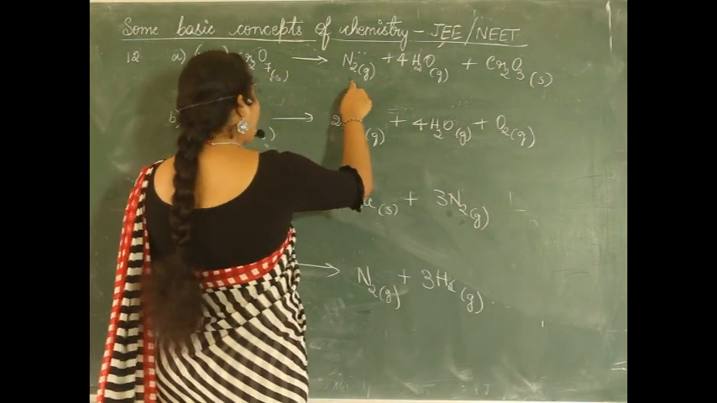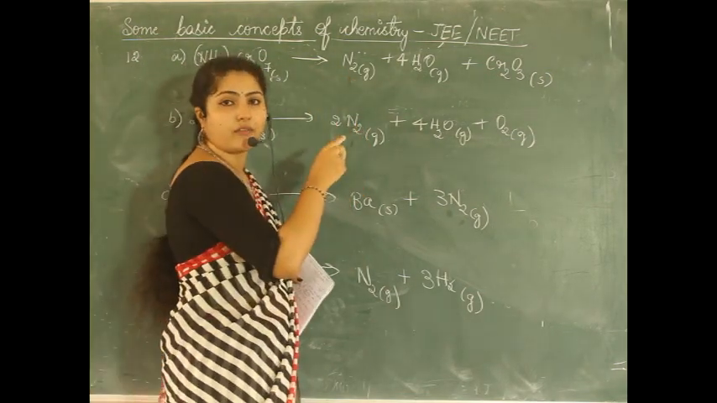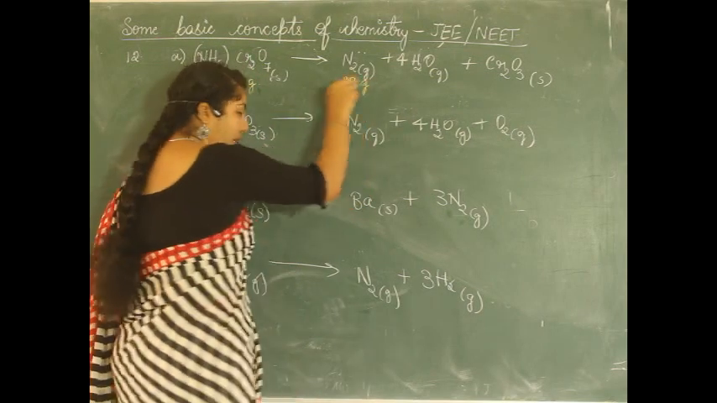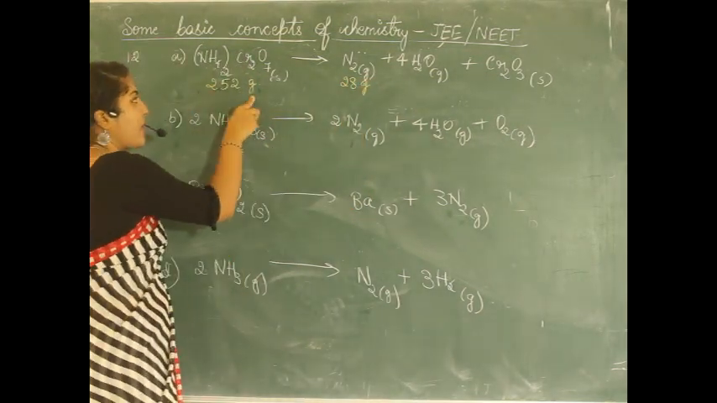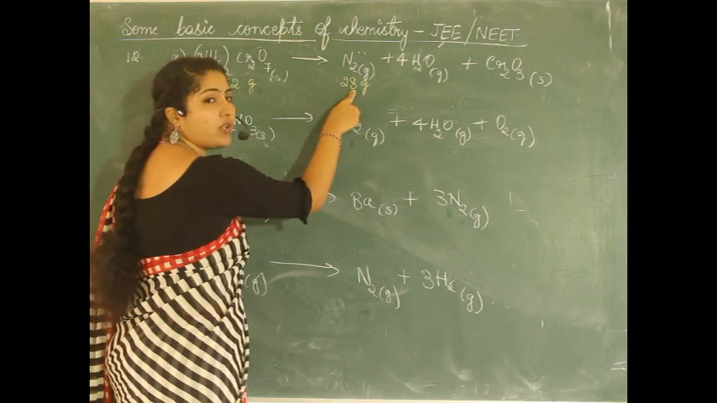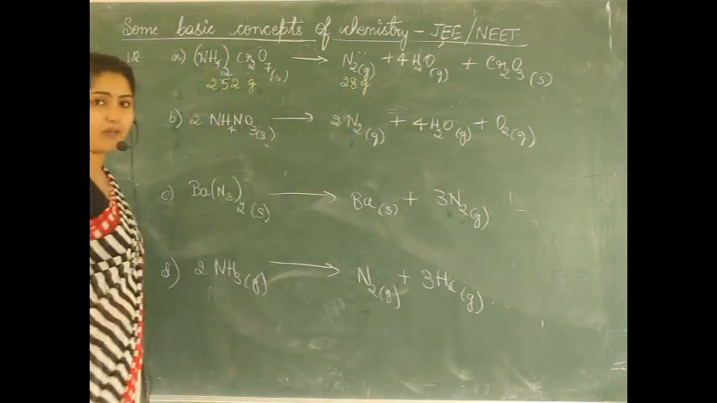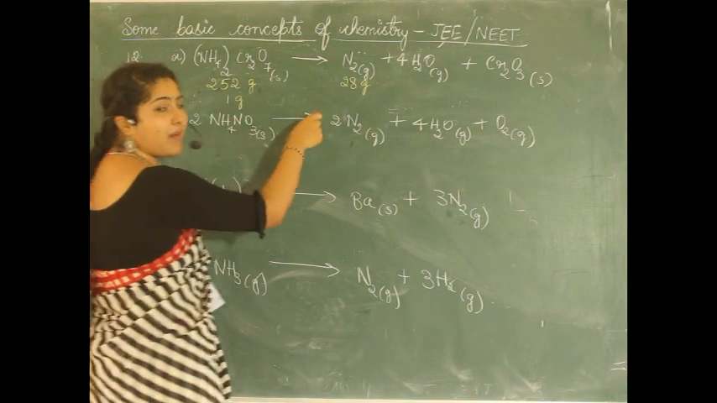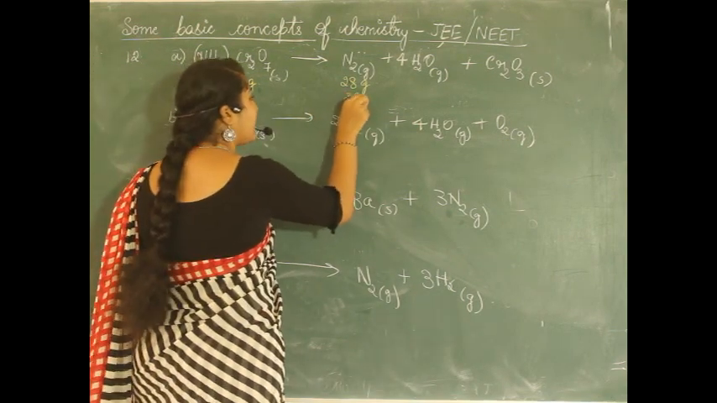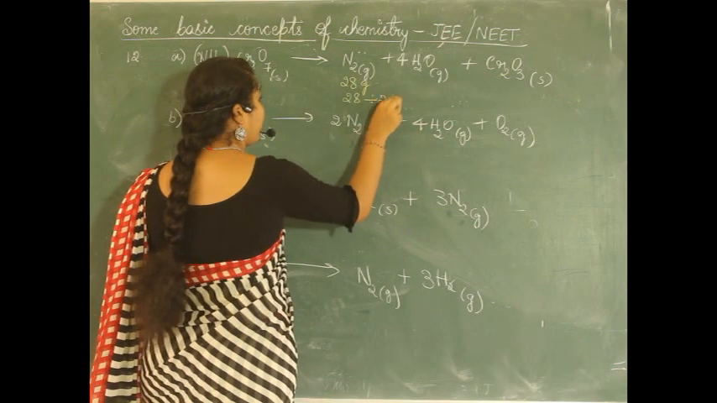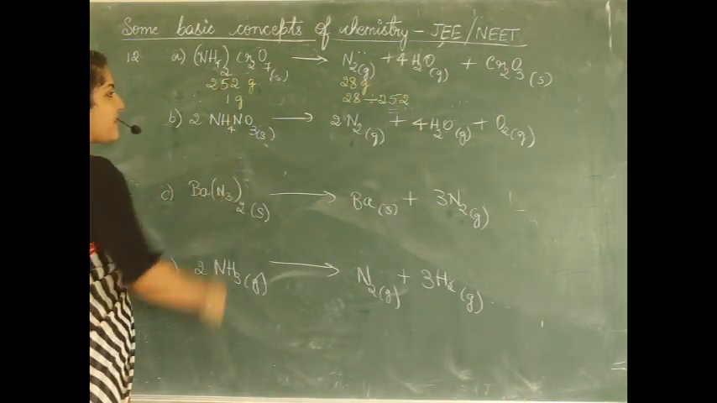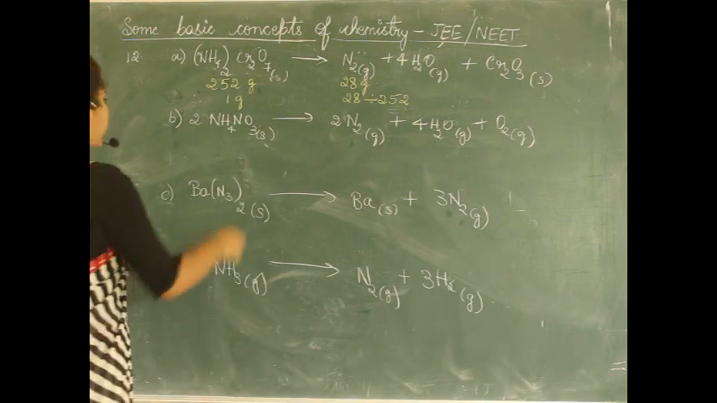Then what about nitrogen here? Nitrogen is 14 twos are 28 gram. That means 252 gram of ammonium chromate can produce 28 gram of nitrogen. Therefore, calculate for 1 gram. 1 gram means 28 divided by 252. Okay. Likewise, let us check out the next one.